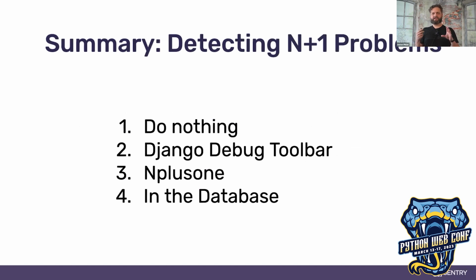As a summary, on how to detect these N+1 problems: first, do nothing. It's not the hardest or a very strict problem. If your site works, just don't do anything. The second and third are using Django debug toolbar or N+1, where N+1 is a little bit outdated, or not maintained anymore, but Django debug toolbar is still going strong. And the fourth would be to analyze in your database with a database tool you maybe already have installed.